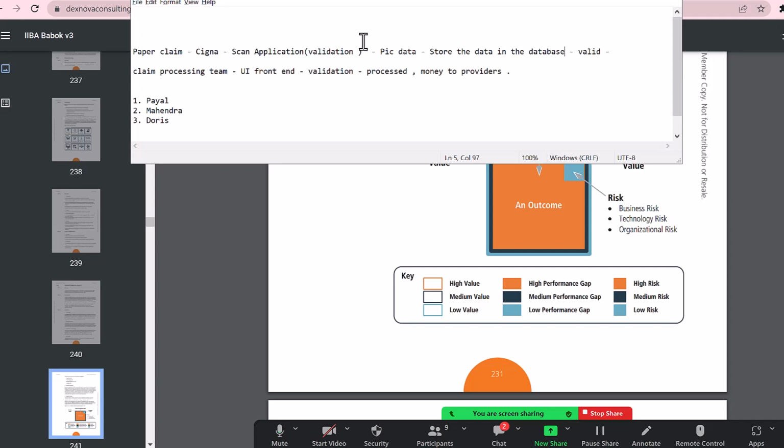It's going to reject, or it's not going to process. It's not going to go to the queue. This claims processing team's queue, right? It is not going to go. None of the details will go.